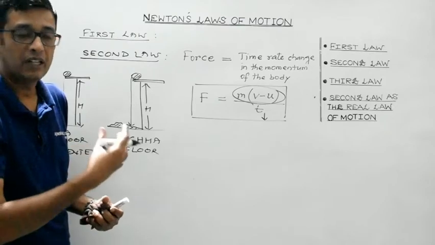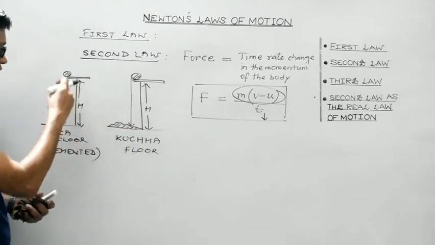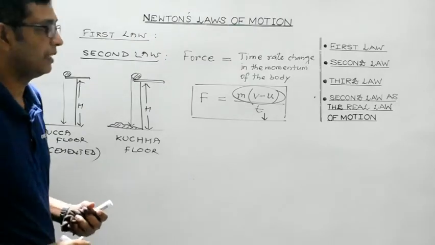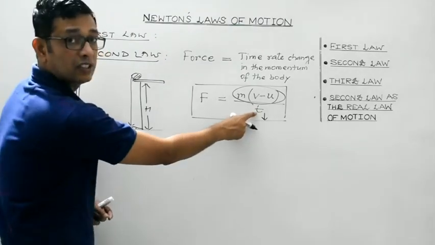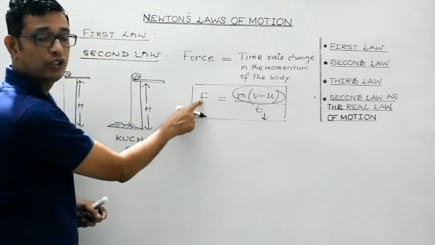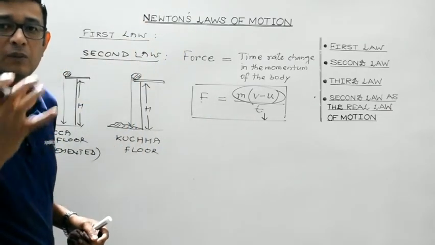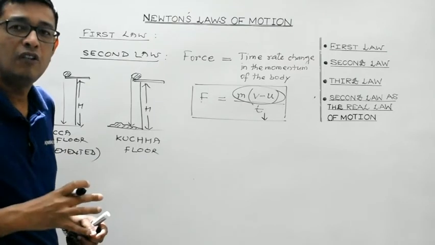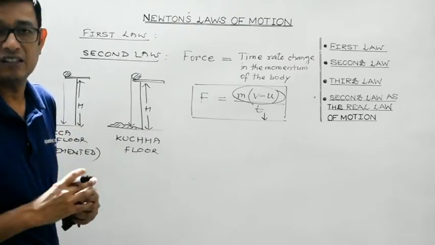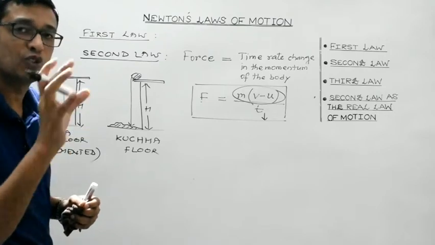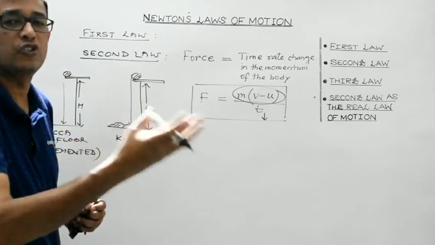The change in momentum of the body when the person falls on a pucka floor takes place in very small time. So, if this time is very small, then the magnitude of this force will increase. So, the impact of force on the person falling on the pucka floor will be more devastating. Is it clear? The magnitude of force or the impact of force on the person will be much, much greater.